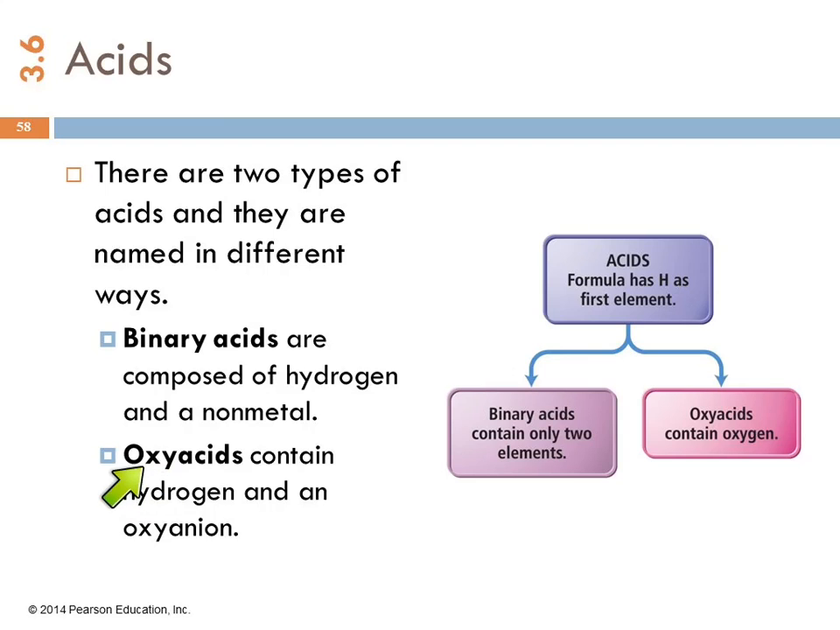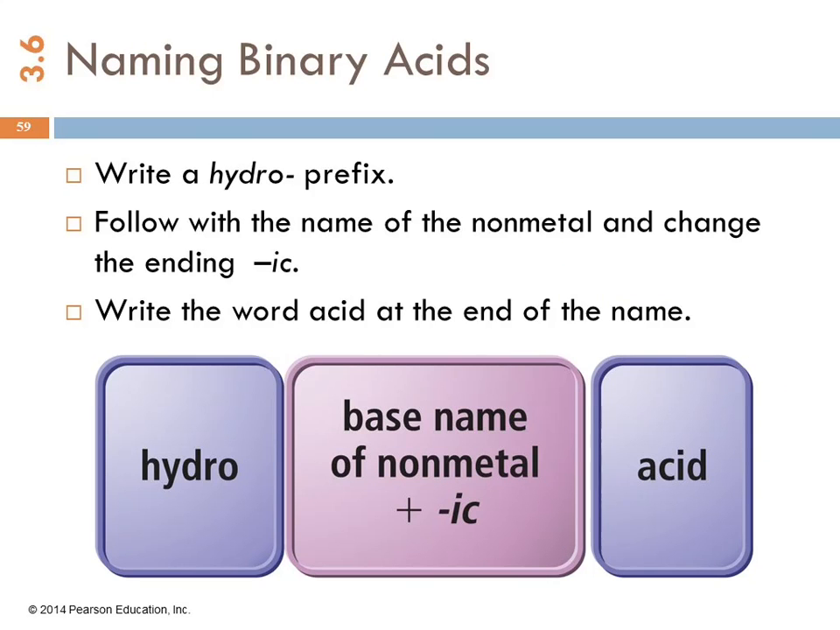And this prefix oxy is a big clue. There's oxygen. Oxygen is one of the elements in an oxyacid. So these are going to contain hydrogen and one of the oxyanions that we've already looked at. And there's a little bit different way of naming both groups of acids, so we have to be able to identify them. So the binary acids, here we've got hydrogen and one other element. Could be chlorine or sulfur, whatever.